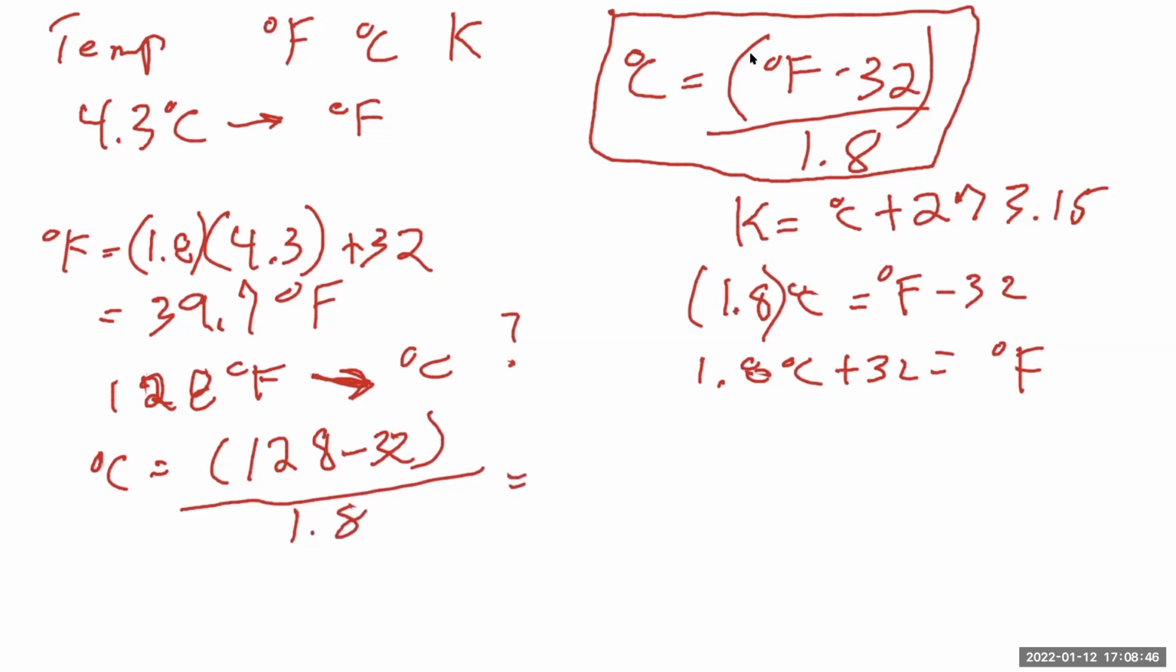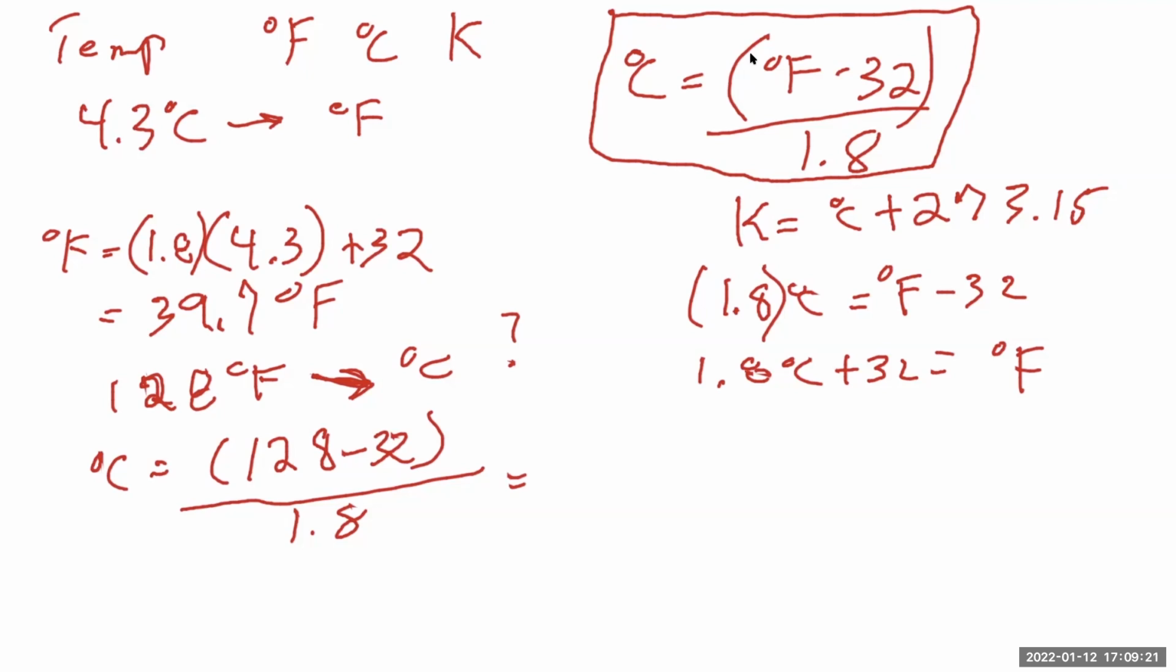Now, if you took a calculator and entered 128 minus 32 divided by 1.8, you would get it wrong, because there are parentheses here and you have to do that part first. The order of operations on a calculator is to do multiplication and division, and then adding and subtracting. So it would have taken the 32 divided by 1.8 and then subtracted that from 128. When you have parentheses, you do 128 minus 32, and then hit equals. That gives you a value.